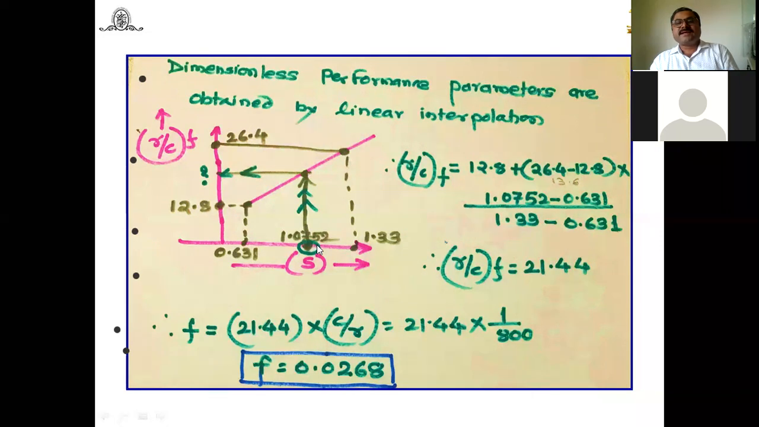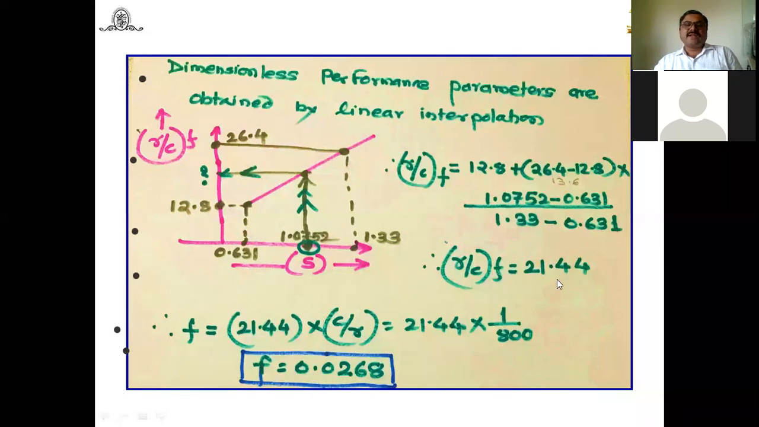Now here, 1.752 with minimum first 0.631, and then the difference of again 1.33, max, up to this, the value to be calculated, that is 0.631. That means what you have to do, 1.752 minus 0.631, and then 1.33 minus 0.631. This is interpolation. Already you studied many times. You have used this in the NMA also. So you will get R by C into F 21.44.